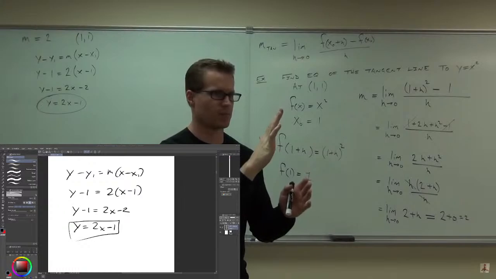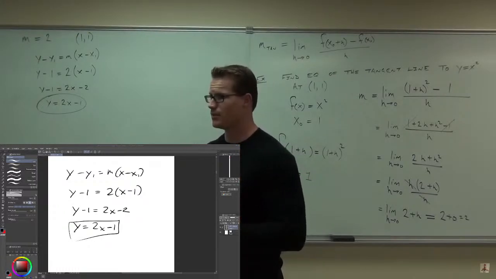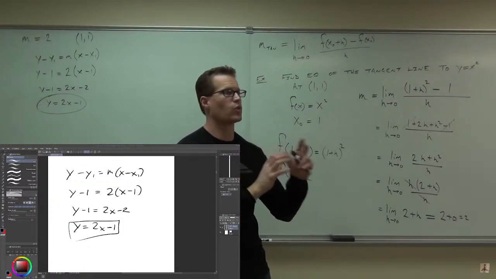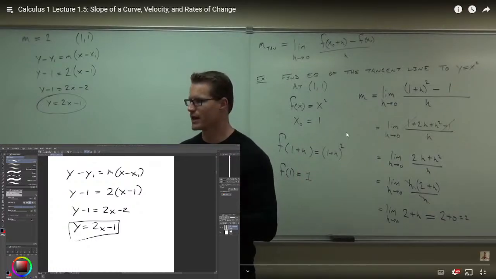Every point has a different slope. So yeah, it's going to be different. You have to redo this every single time. Ultimately, I'm going to give you a way so that you can find the equation for the slope of a tangent line. That's going to be a little bit better. So we'll do that at the end.